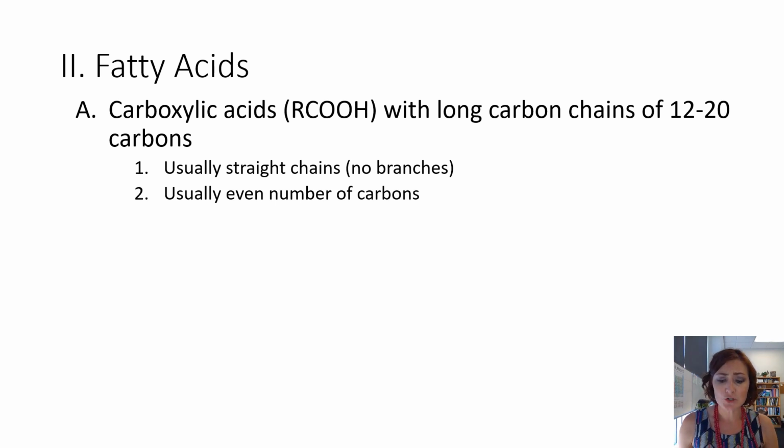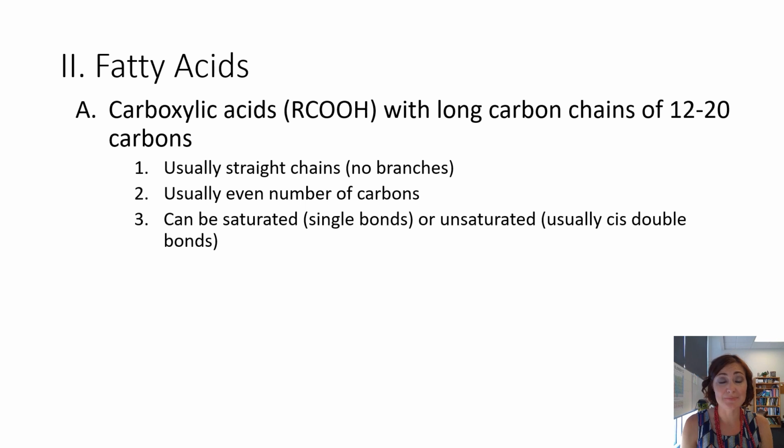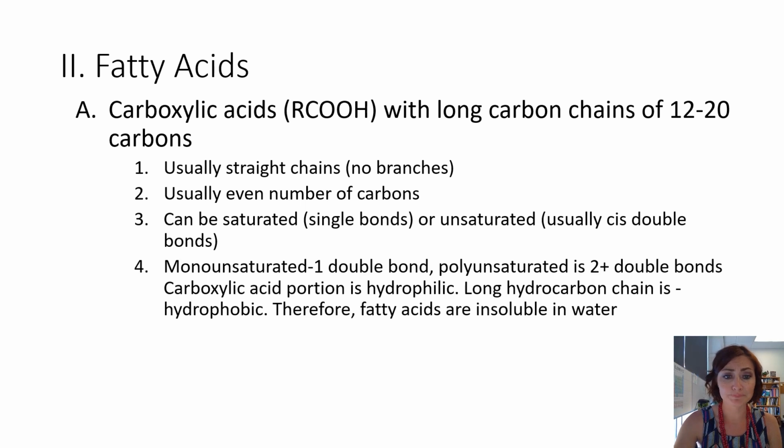So typically in nature we see an even number of carbons on fatty acids, which is kind of an interesting trait. They can be saturated, meaning in that hydrocarbon chain you only have single bonds, or they can be unsaturated, meaning they have at least one double bond, maybe more. In nature, we see that the double bonds in fatty acids are typically cis double bonds. However, we're going to find out later that you can induce a trans double bond, and we see this done with fatty acids that are used in food.